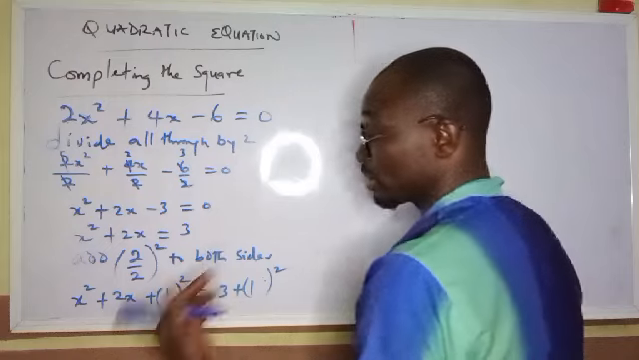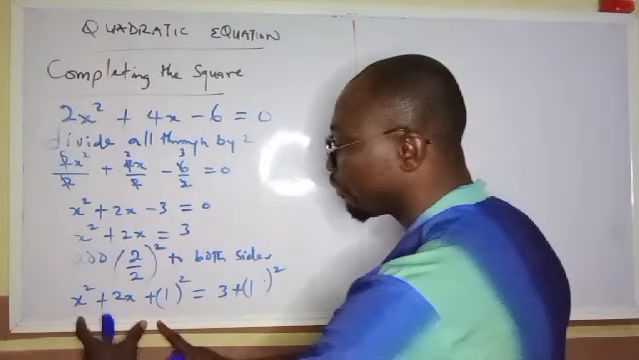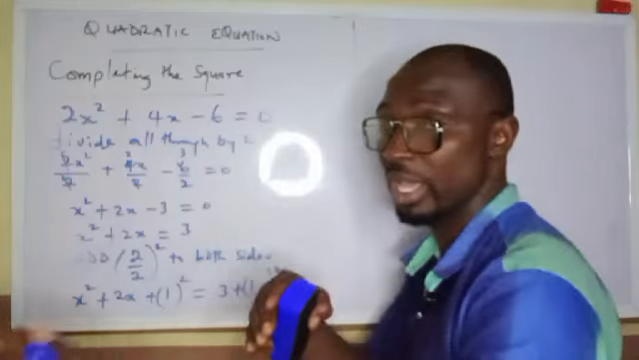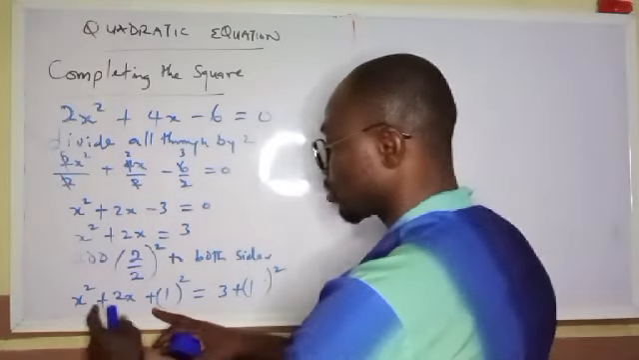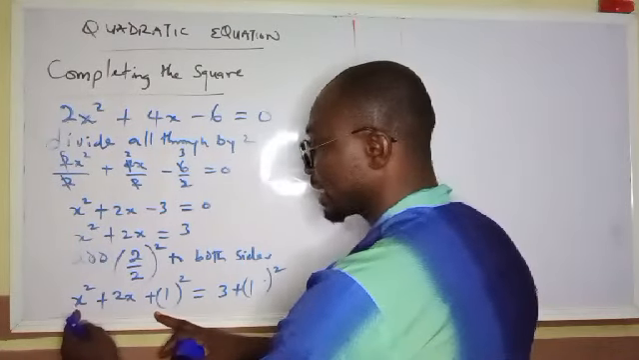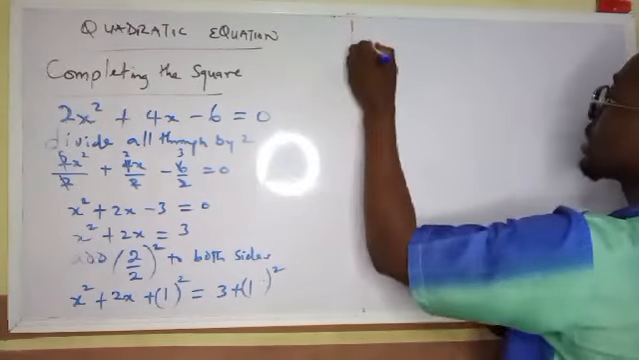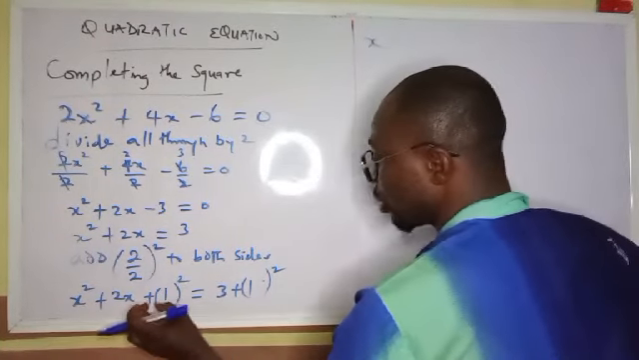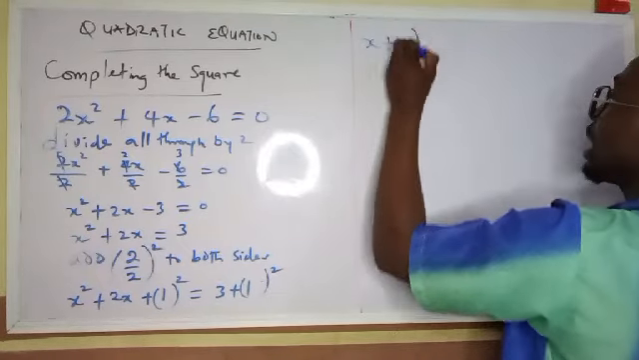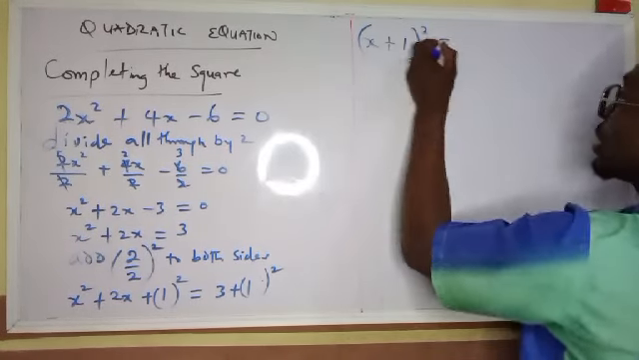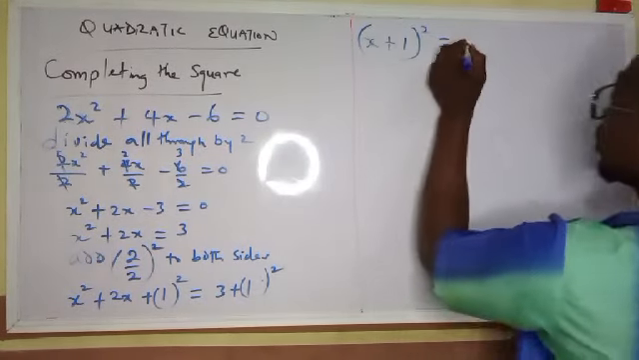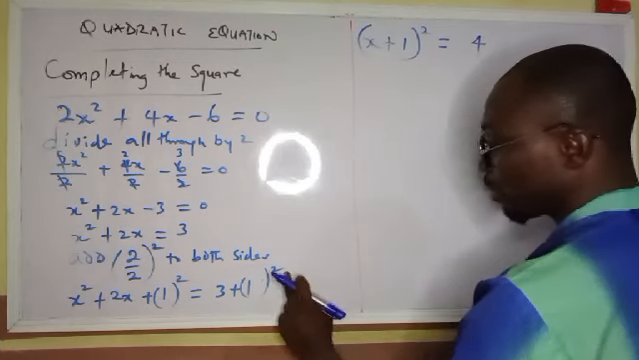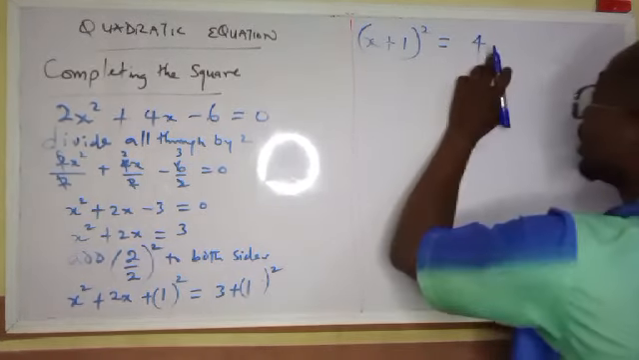So 1 squared is 1. The next thing is we will factorize the expression here, because it's going to give us a perfect square quadratic expression. So we take this x, that is the one having square, and we just take 1. Then we say plus 1, because that's also carrying square, is equal to 4. That is, 1 squared is 1, and 1 plus 3 gives 4.